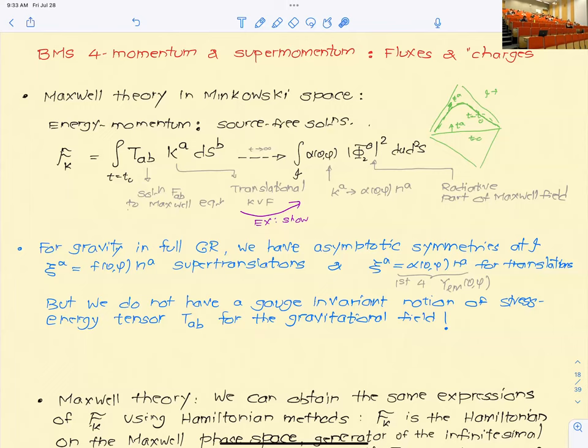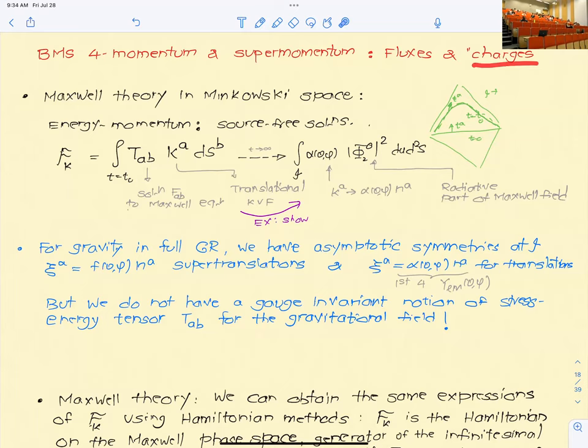If I have space translations, then I can use them to define the three-momentum of the Maxwell field or scalar field or particles. Similarly here, I have the BMS translations. They define a four-momentum, and BMS supertranslations define supermomentum. But now I have two different notions at infinity.